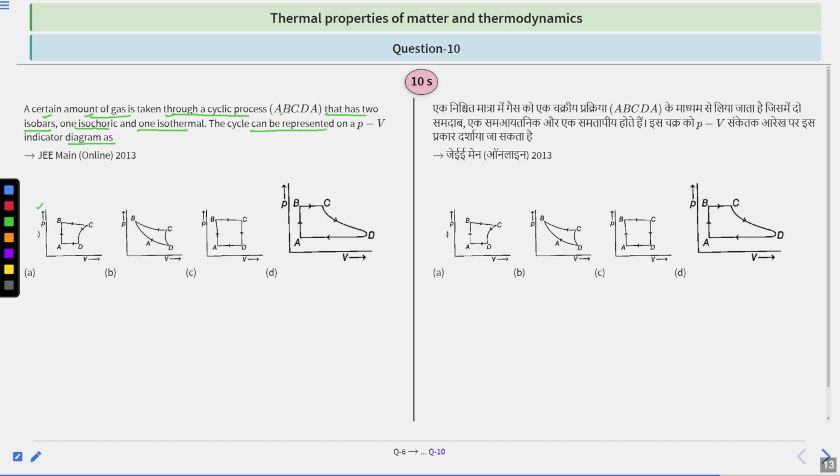This is option A, pressure and volume. Option B, pressure and volume PV indicator diagram. Similarly, option C, this is P and V, and this one P and V. So which option is correct? Option A, option B, option C, and option D. Clear? The cycle can be represented by this PV curve. So which diagram is correct? You have 10 seconds to solve this question. After 10 seconds, we will provide the solution of this question.